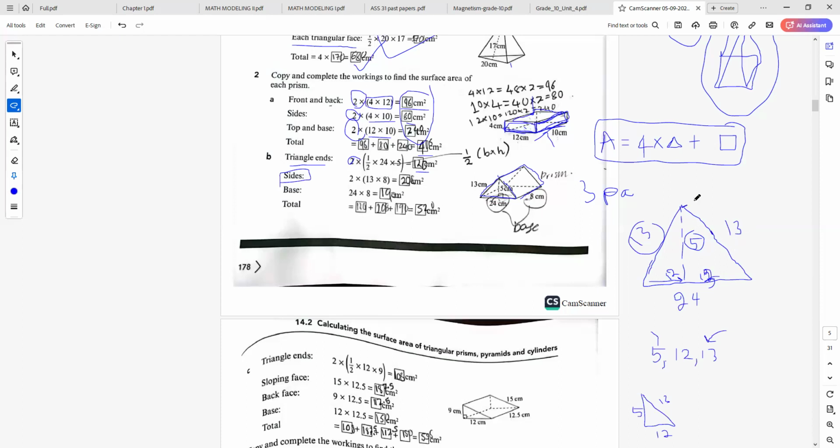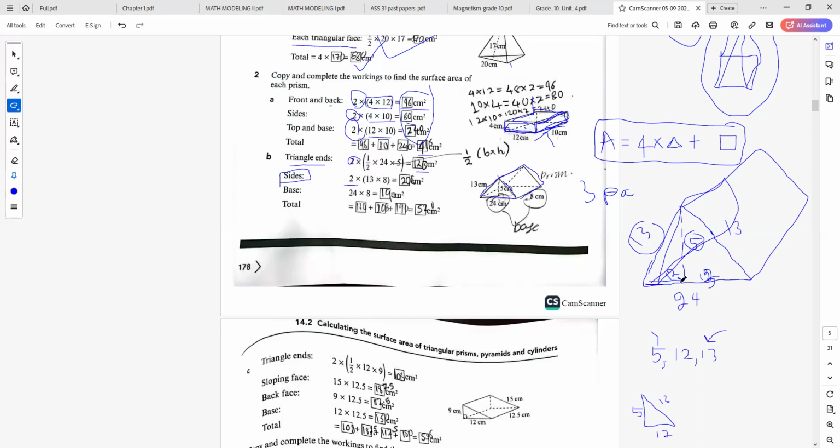So this rectangle and this rectangle are the same, right? They are identical. So that's why we multiply that side by 2. So 2 into 13 times 8. That will give you 208.